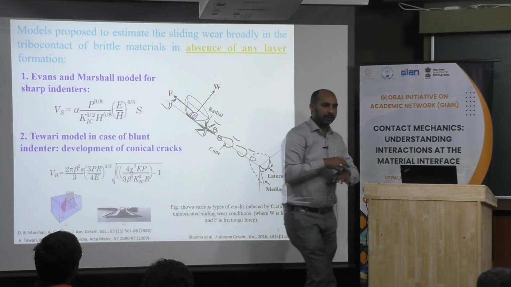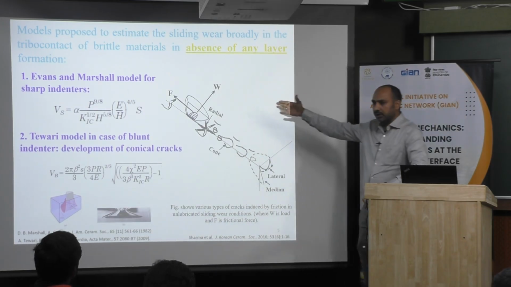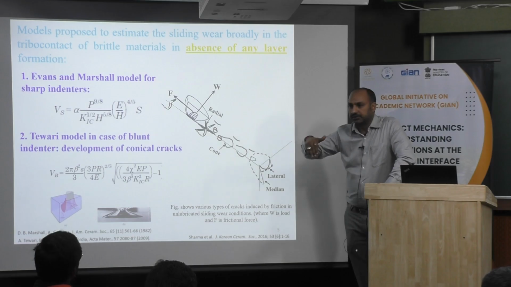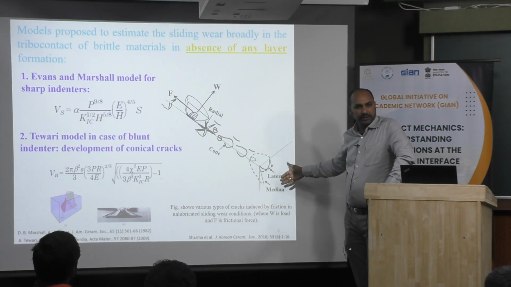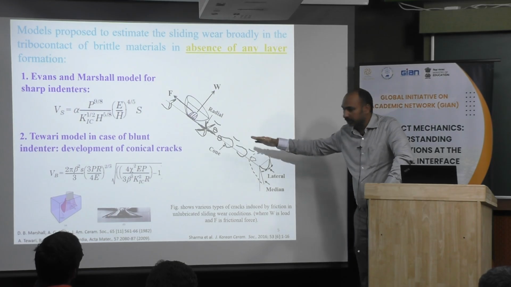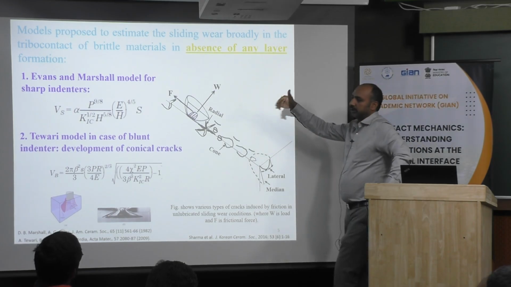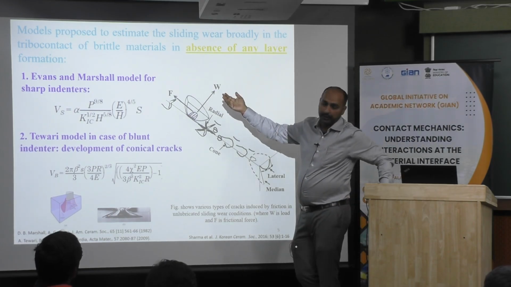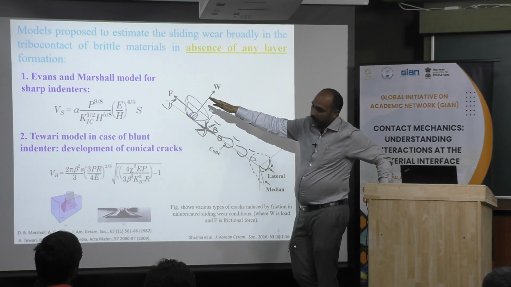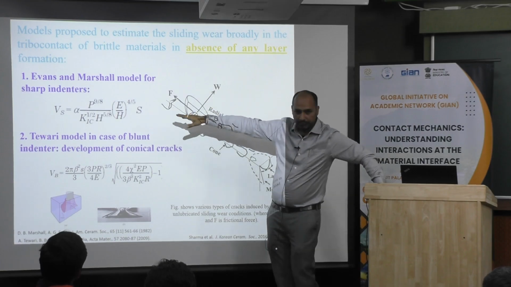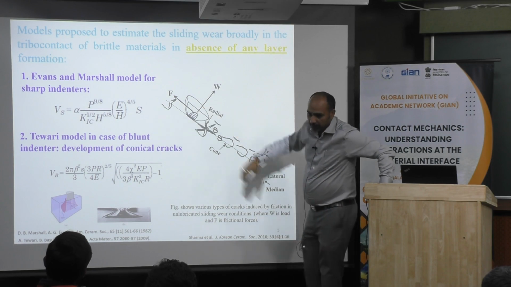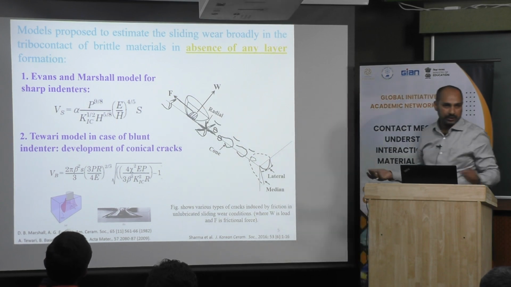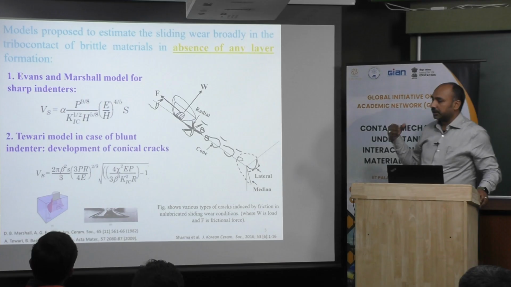In that particular condition, we can have different types of cracks generated on the ceramic surface: lateral crack, median crack, radial crack, and conical crack. The first model, dependent on the sharp indenter, was proposed by Evans and Marshall, where you can calculate the wear volume on the basis of elastic modulus, hardness, load applied, and K1.